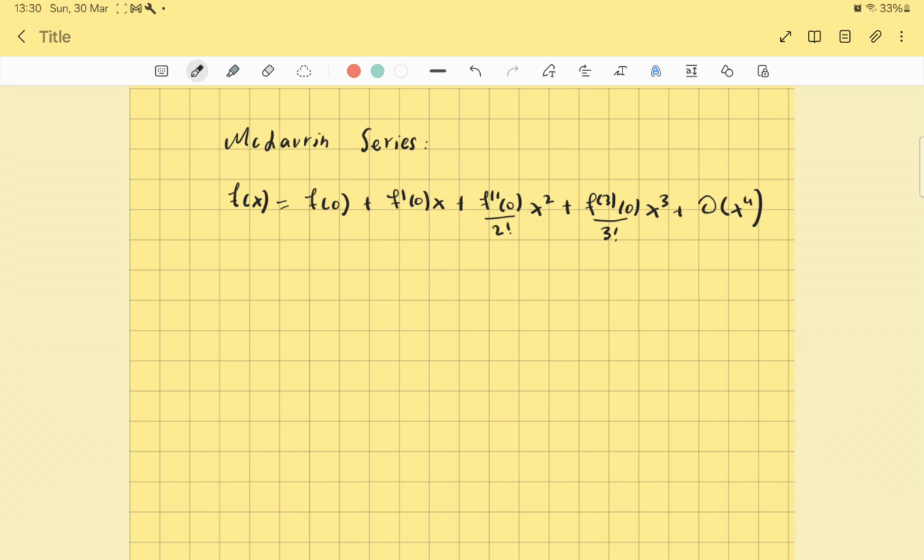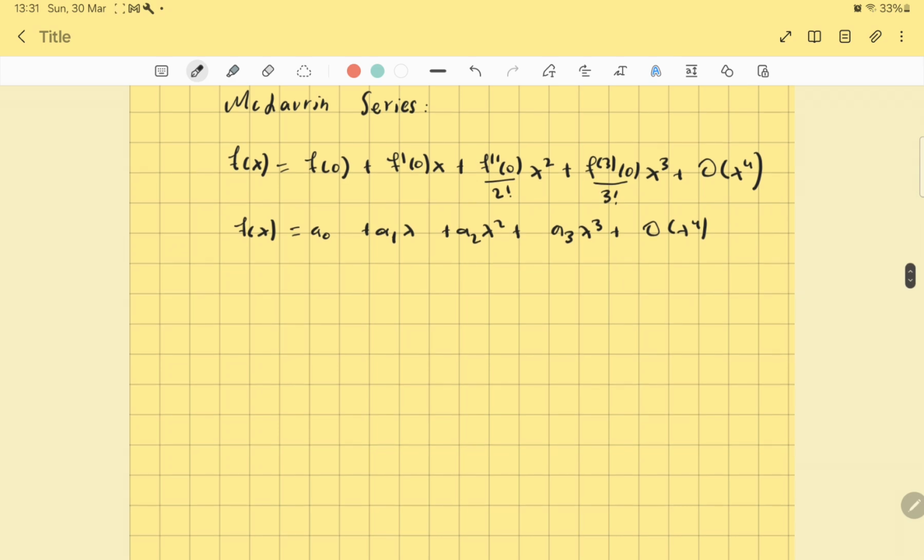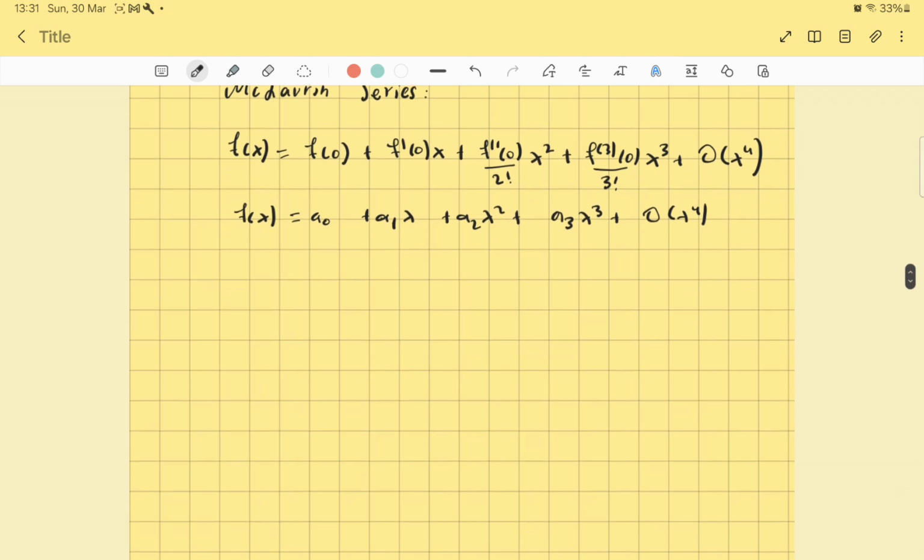So it's a very important achievement because we can express a function as a polynomial. We can write this as a0 plus a1 x plus a2 x squared, a3 x to the power of 3 plus higher order terms. We can write a function as a polynomial where the coefficients involve the function and its derivatives. Now we will see how this comes into play.